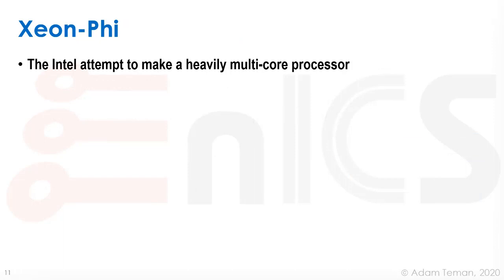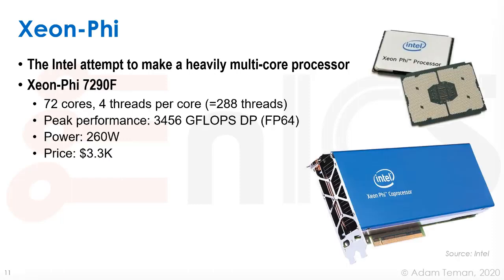Intel also made an attempt at a heavily multi-core processor, but again, we're discussing a typical CPU type. They just decided to put in lots of cores, and this was a project called Xeon Phi. The Xeon Phi 7290F has 72 cores, 4 threads per core, which equals 288 threads that you can run in parallel. Its peak performance is 3,500 gigaflops for double precision FP64 operations. It requires 260 watts of power and costs about $3,500, and you can see a picture of it over here.